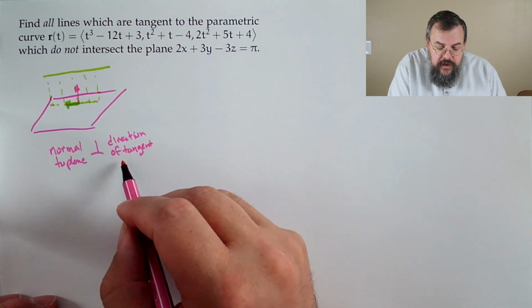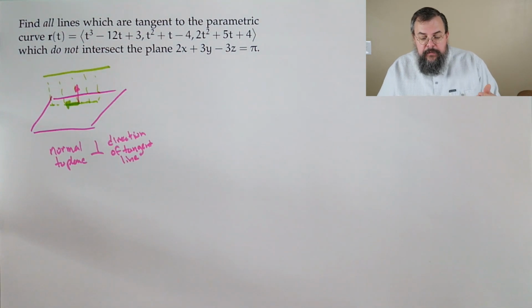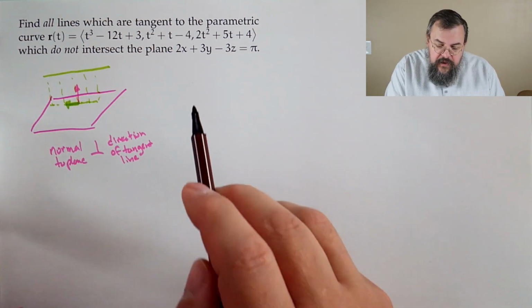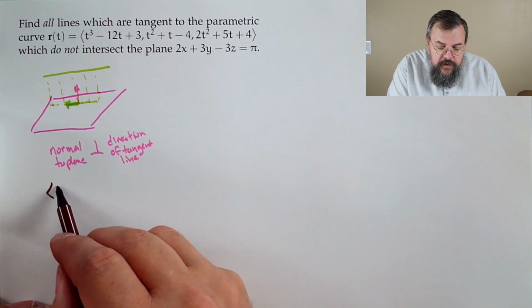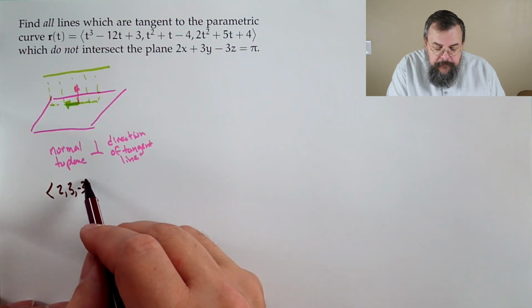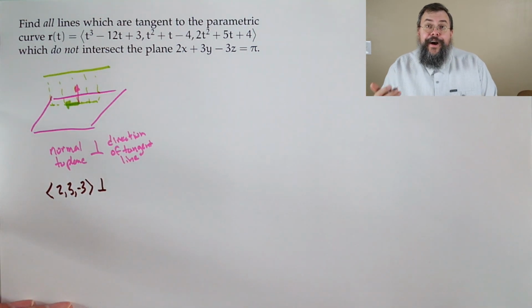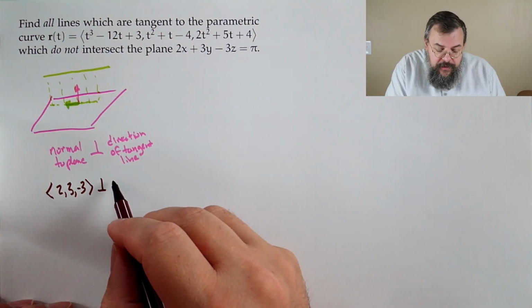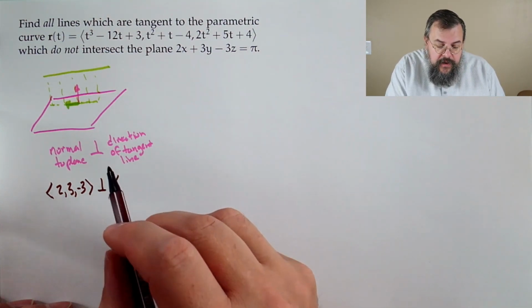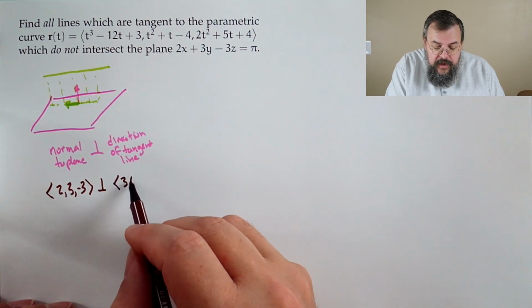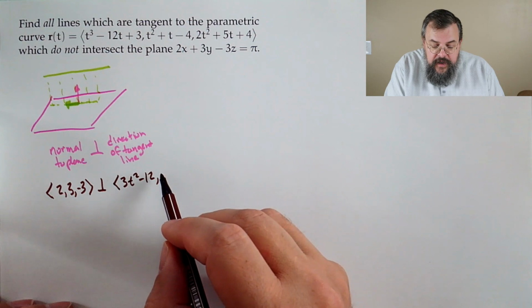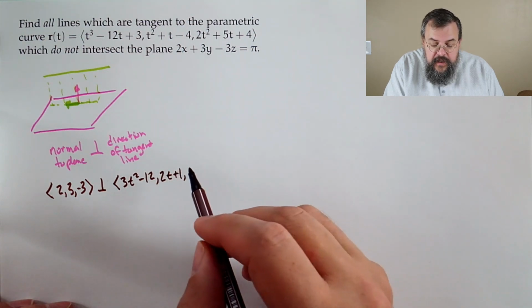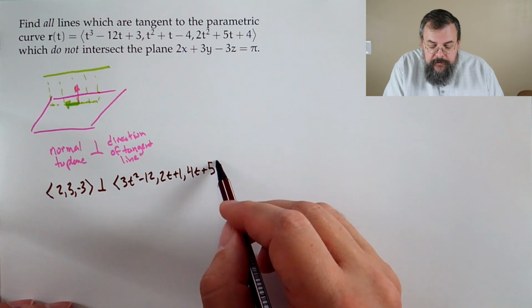That's good. So what do we do? Well, we find these pieces of information and we proceed. What's the normal? The nice thing is you can read off normals. So it's 2, 3, negative 3. How do you find the direction of a tangent line? We use r prime. Okay, so what is r prime? Well, take the derivative: 3t squared minus 12, comma, 2t plus 1, comma, 4t plus 5.